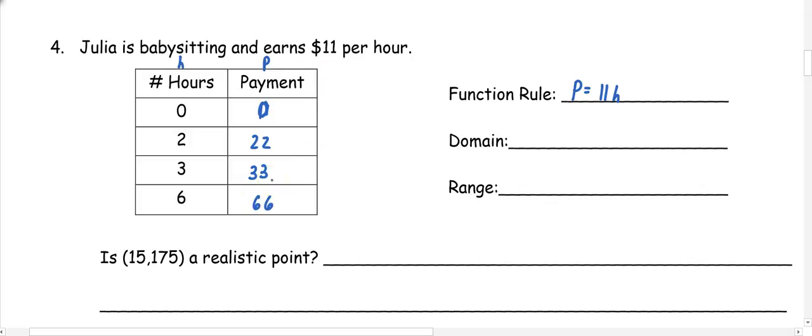So again, we have to think about our domain. Be careful, we're with hours again. So when you babysit, are you always watching them for exactly that number of hours? No, you might be 2.5 hours or 2 hours and 15 minutes or 45 minutes. So the domain here again is all real numbers greater than or equal to 0 because you can have fractions and decimals of hours.